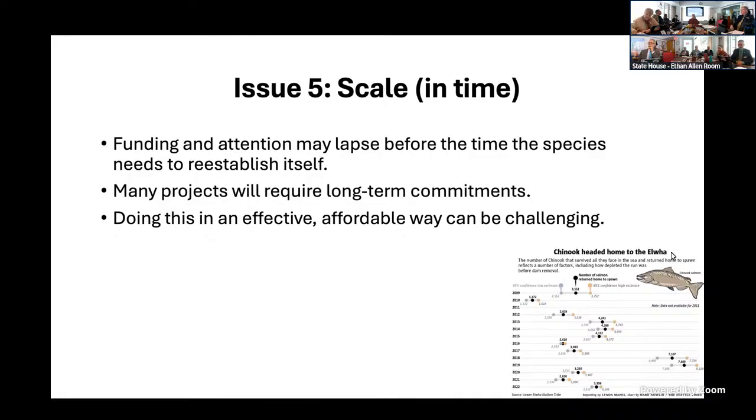Humans are impatient as a species, and grants, which often are what funds projects like this, grants or appropriations, don't tend to last for that long, a few years, whereas the ecology may need decades in order to resolve itself. So how to manage for the long term in a way that is going to be effective for whatever the ecological goal is, but is affordable and continues to engage the necessary parts of the community to make things work, is a big challenge.